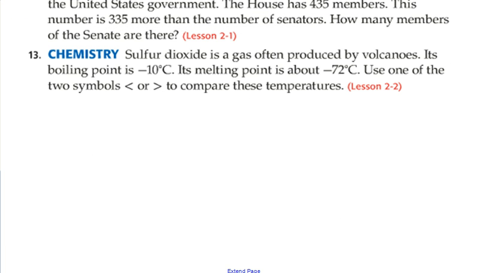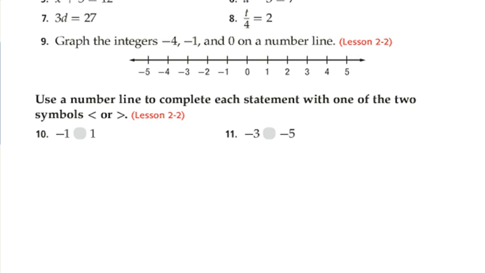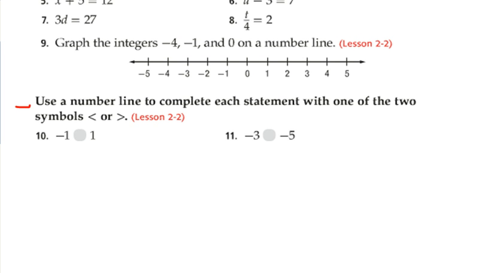Sulfur dioxide is a gas often produced by volcanoes. Its boiling point is -10 degrees Celsius. Its melting point is about -72 degrees Celsius. Use one of the two symbols, less than or greater than, to compare these temperatures. We were already doing this, right? We were already doing this up here. We were comparing numbers right up here.